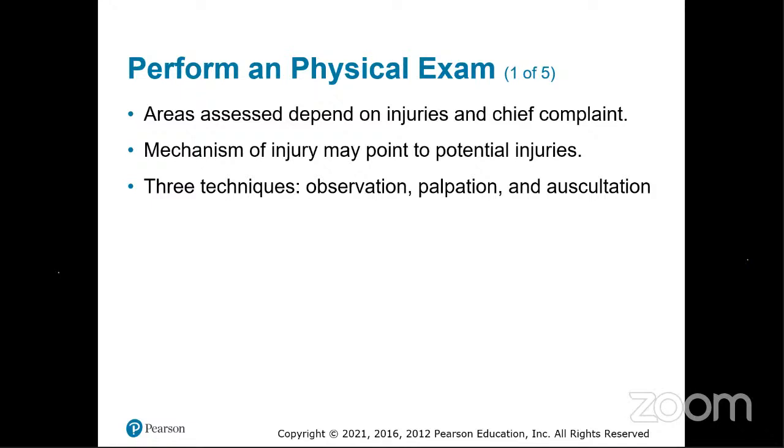Perform a physical exam. So areas assessed depend on the injuries and chief complaint. It's the same thing. If they're complaining of right-sided leg pain, we've got to expose the right side. If they're complaining of back pain, we've got to expose the back. And it depends on the mechanism of injury. Then we go back to the 3 techniques. We've already hit these 2. We're going to observe, palpate, meaning we're going to feel, and then we're going to auscultate, listen for it.